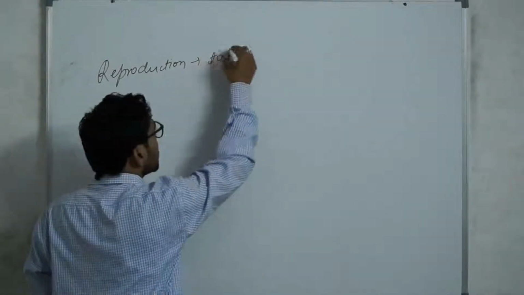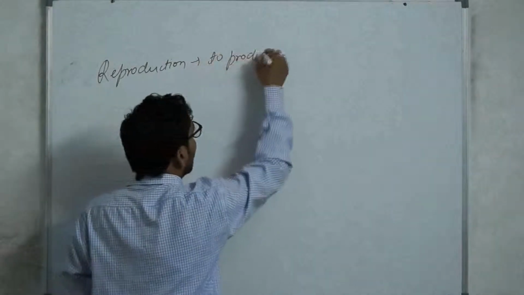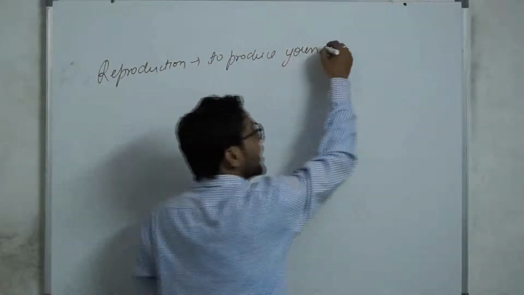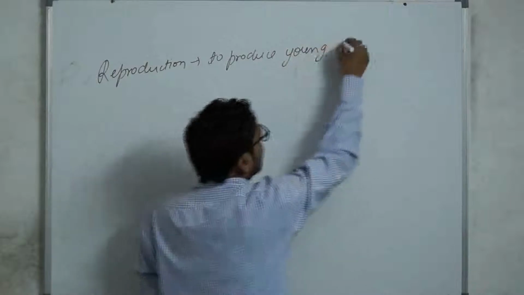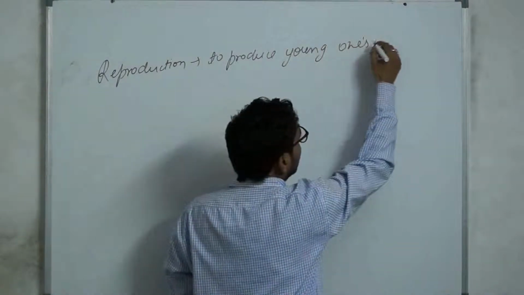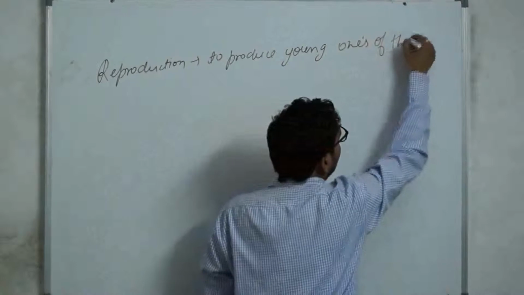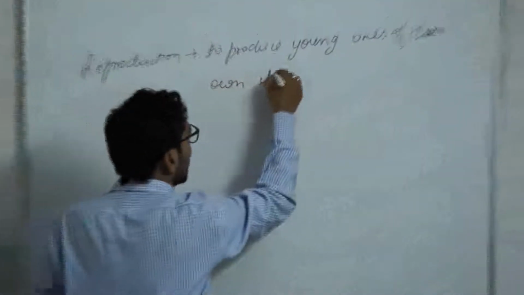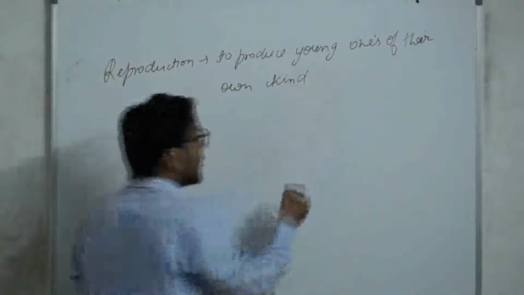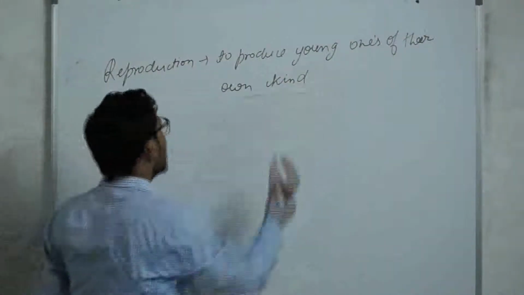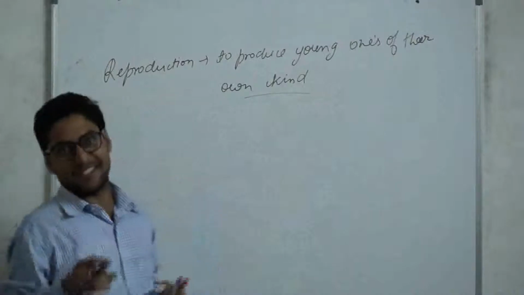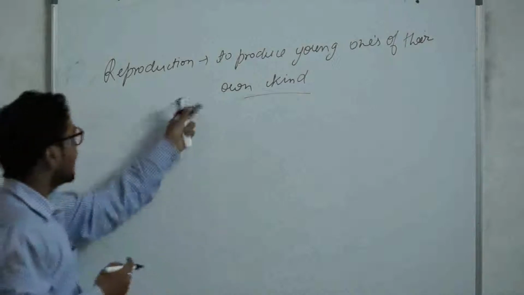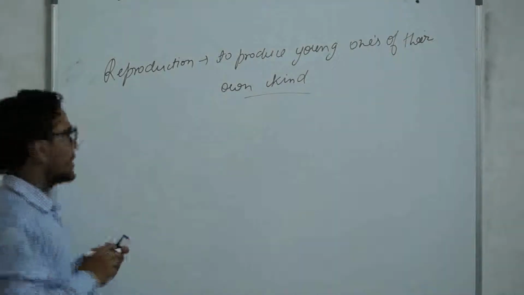To produce young ones, not the adults directly, of their own kind. Mind it, it is own kind. A human can only produce humans, not giraffes or cows or buffaloes, right? It is their own kind, right?